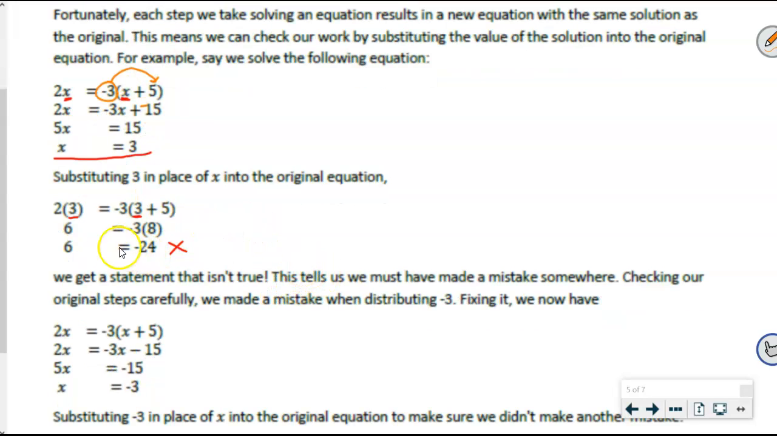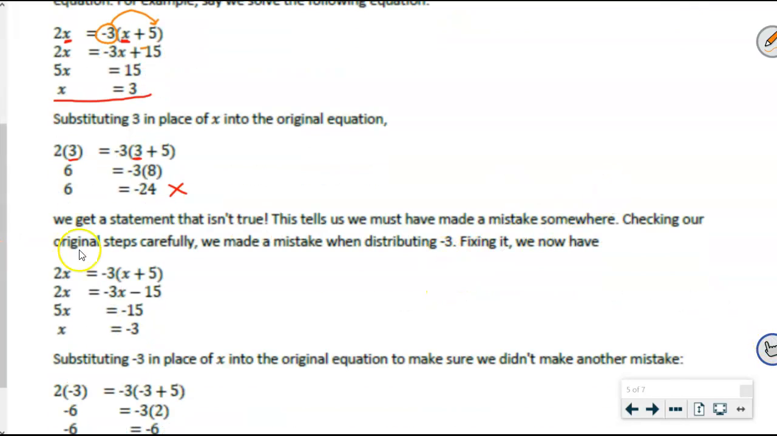So when we make a mistake, when we plug that answer in, we see, wait a second, that's not true. So that tells us we made a mistake. Go back, check your work. We saw that we made a mistake when distributing that negative 3. Fixing it, we now have a correct equation. Negative 3 groups of x is negative 3x. And negative 3 times 5 is negative 15. So we change that to subtract 15. We then can add 3x to each side, so we still end up with 5x is equal to a negative 15 this time.